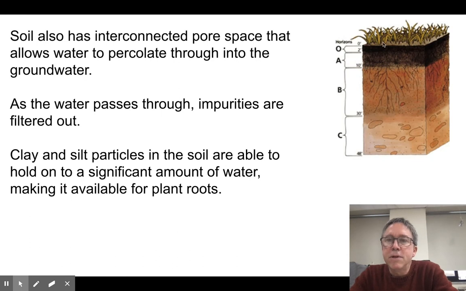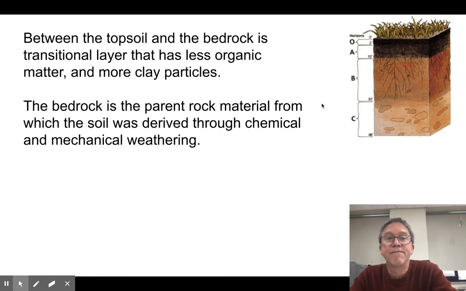As we said before, as water passes through here, it's going to filter out these impurities, and by the time it gets down here, that water will be fairly pure. It'll become groundwater and flow away. But it's also worth noting that inside this body of soil, there are clay particles, and these clay particles are extraordinarily good at holding on to impurities, keeping them from getting to the groundwater, and holding on to water and making it available for plants to grow. So it's important for soils to have some clay in them, but if they have too much, the problem is the water can't pass through them.